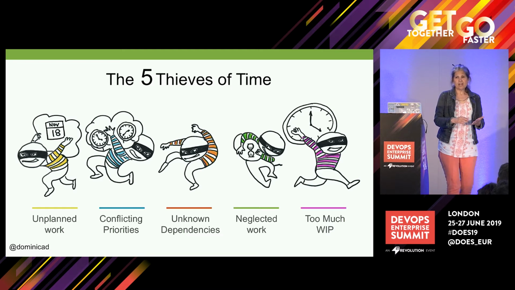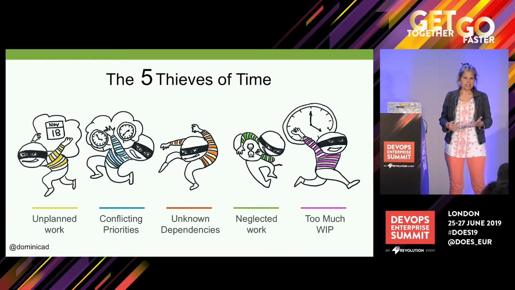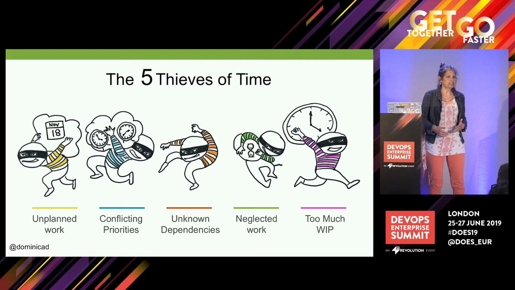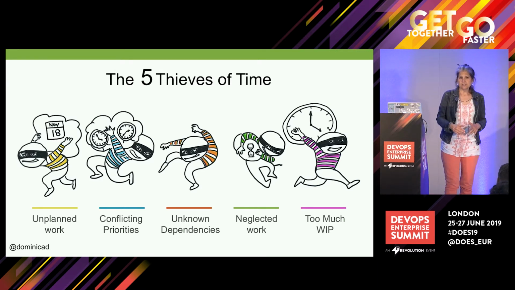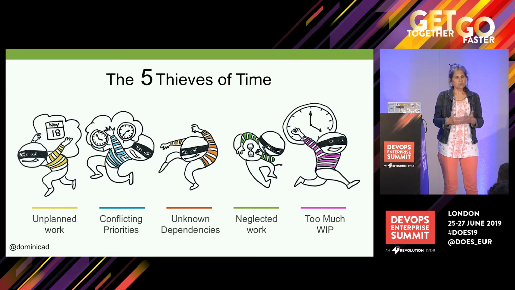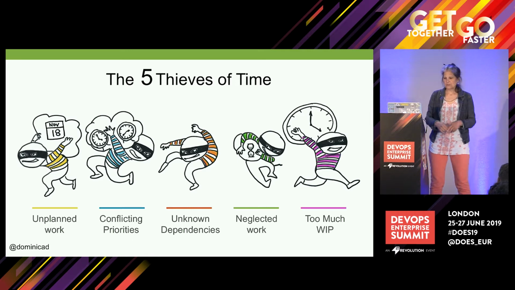In yellow on the left is thief unplanned work. These are the interruptions that plague our day. These are the, I can't get the build to compile, I can't log into the test environment, can you help me? In blue is thief conflicting priorities. These are all the questions like, well, are we supposed to be working on A or B right now? And if the answer comes back as both, then this thief is probably trolling you.